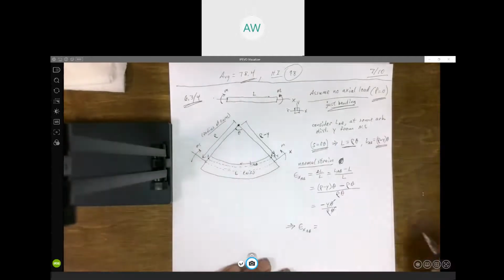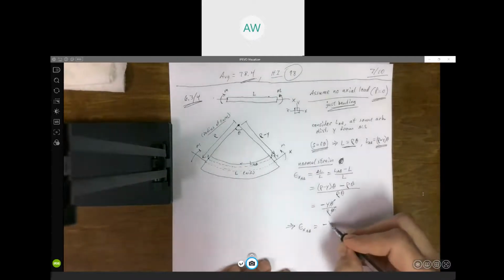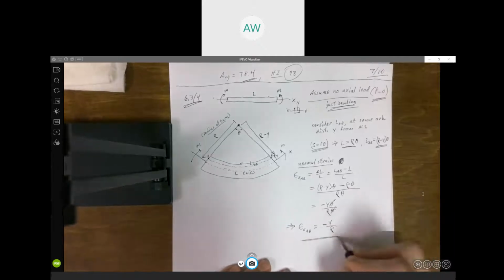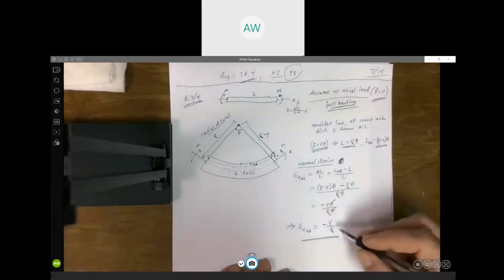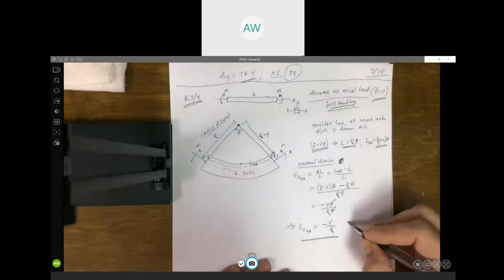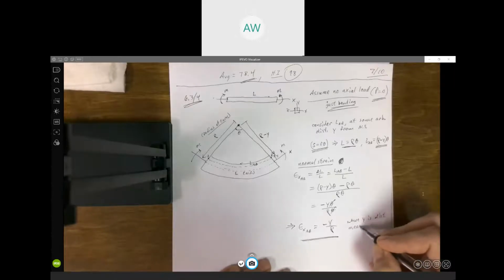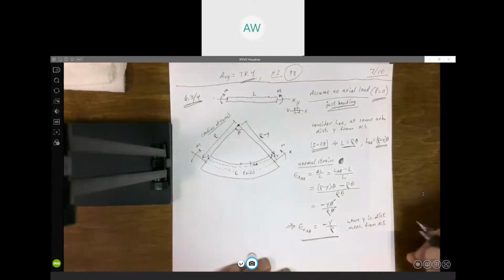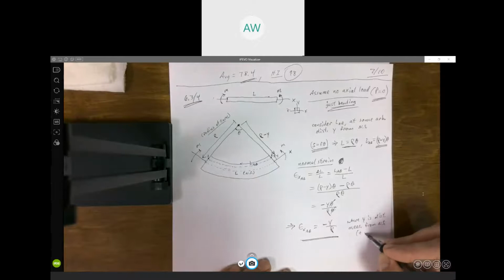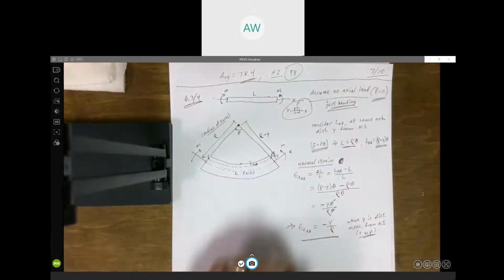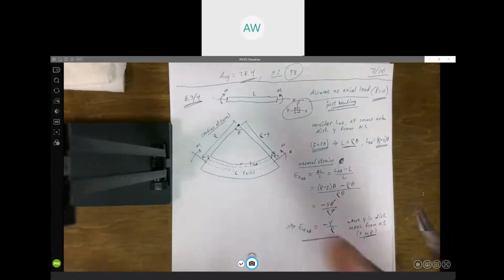And so what we've got then is our normal strain for that surface AB is just minus y over rho. Again, this distance y is measured from that neutral surface and positive up. Just to remind you of the orientation of our coordinate system, positive y is defined to be up.